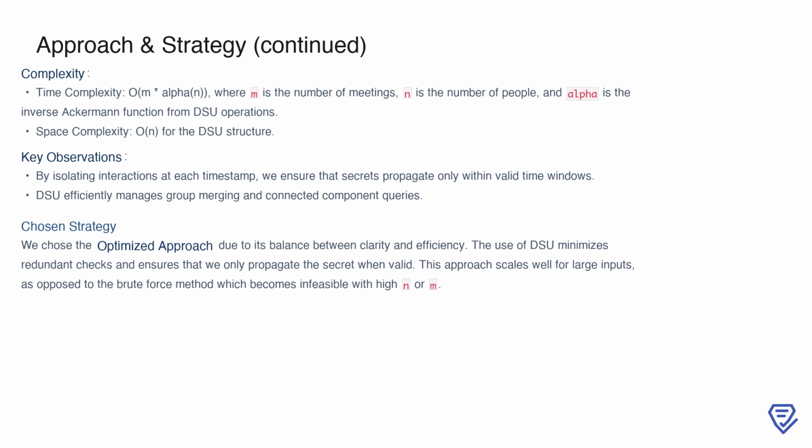A key observation is that by isolating interactions at each timestamp, secrets are only propagated within valid time windows. This ensures the integrity of the solution. Additionally, DSU efficiently manages group merging in connected component queries, minimizing redundant computations. Ultimately, we chose the optimized approach because it strikes a balance between clarity and efficiency. Unlike brute force, this method scales well for large inputs and avoids unnecessary checks by leveraging DSU to process connections intelligently.